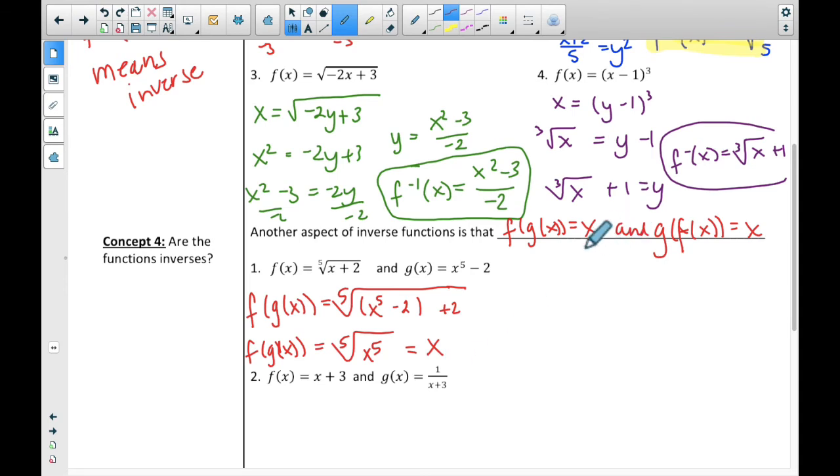So it did just what we thought it would do. So it looks like they probably are inverses. We ought to check the other one just to make sure. And so that means we're going to go the other way. We're going to take f of x and plug it into g of x.